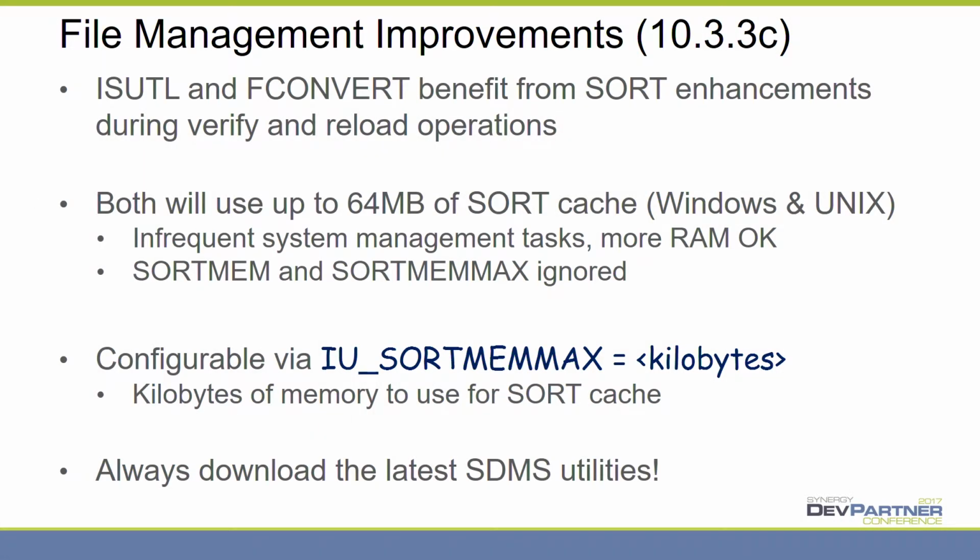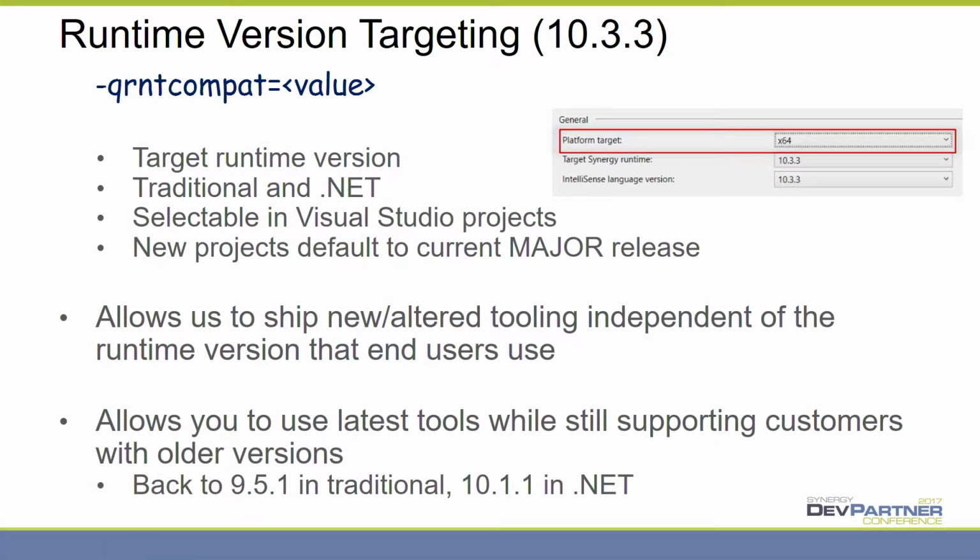Specifically, the ISUtil and fconvert utilities, because they're more of an offline system management thing, we let them use a little bit more memory by default on Unix anyway. So we default to 64 megs of cache on both systems for those, and we do not apply the restriction from sort mem max. So you can use sort mem max for the sort setting for your application, but when you run the file management utilities, they will use more by default, even if you've constrained it down. And if you want to alter the defaults, there's an ISAM utilities setting, IU sort mem max, so that you can specifically control it to enhance your file optimization procedures.